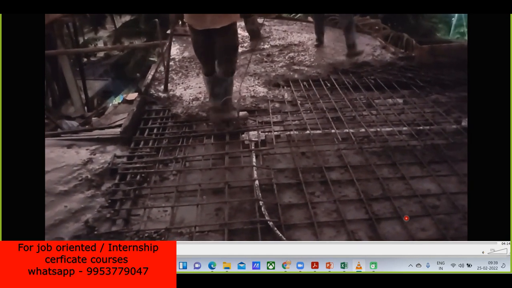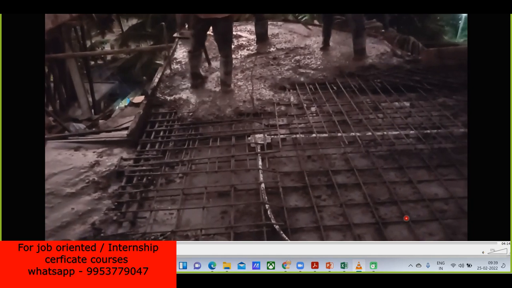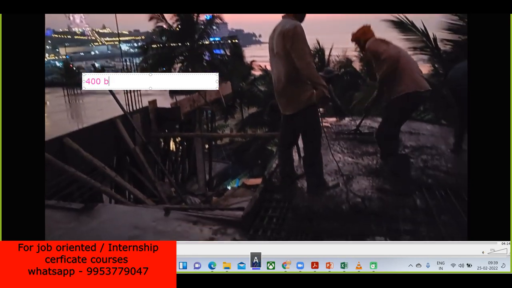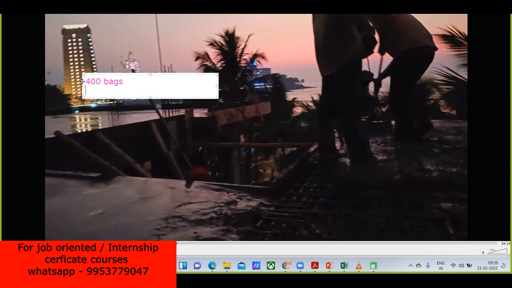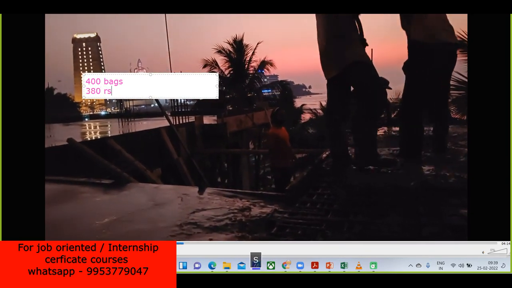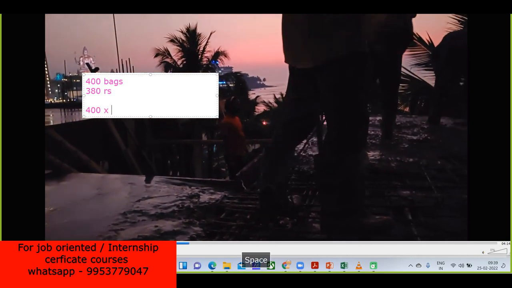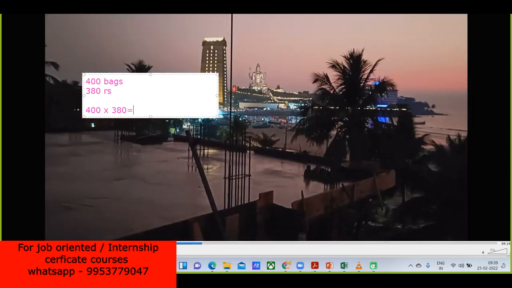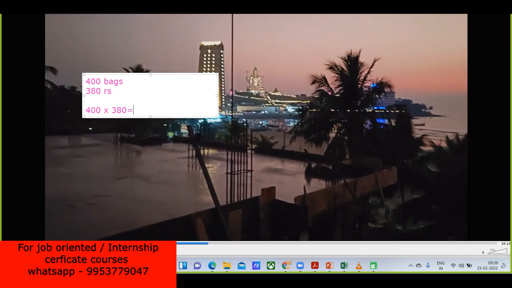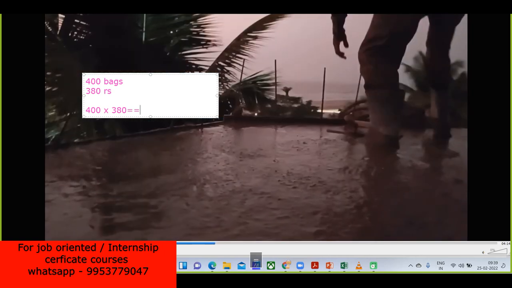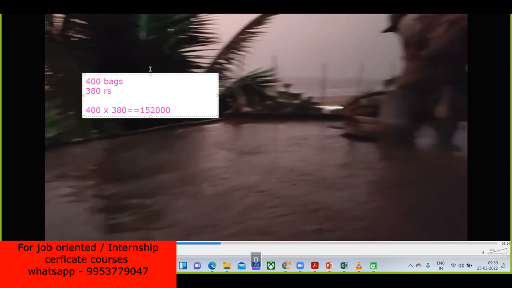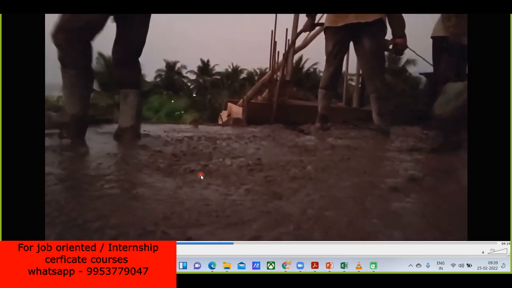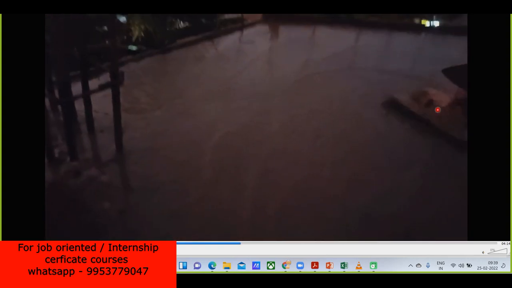And you can also get an idea of the total cost involved in the material just for the cement. If I do a rough calculation here, we took 400 bags of cement for the completion of this particular slab concreting. The present market rate of a cement bag is 380 rupees. Let us consider. So 400 into 380 comes out to be 152,000. So this was the total cost involved just for your cement bags. Similarly you have coarse aggregate, fine aggregate, then the labor cost and all. That is a different thing altogether.